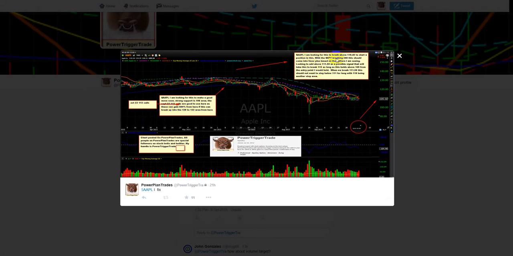Apple, I'm looking for this to break above the 110. Now today this confirmed, by the way, so you can see now. You can press pause and read what I'm saying here. These are plans, and this is what I'm doing, and this trade already worked out very well. People were very bearish on Apple. So again, this is something I'm doing before most people are moving, based on my scans.